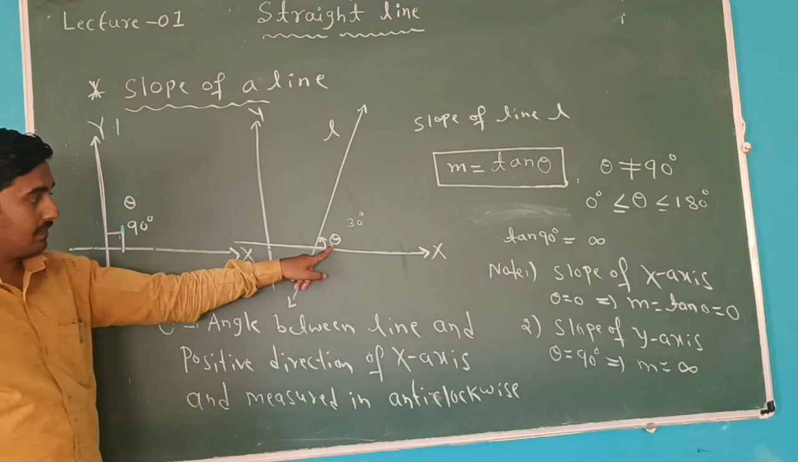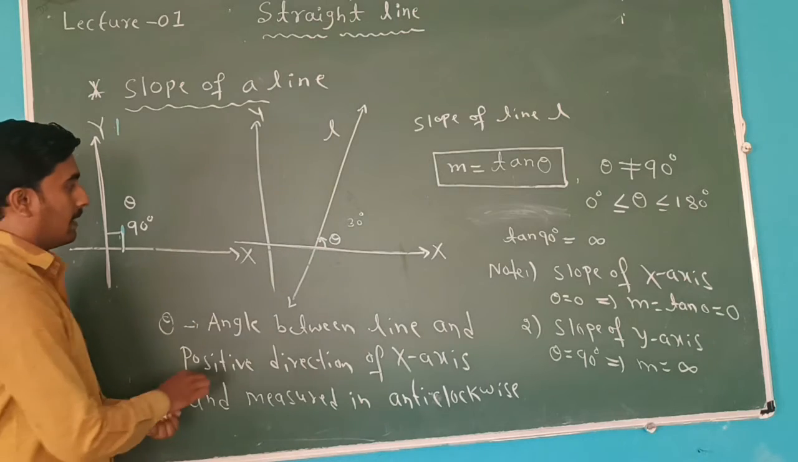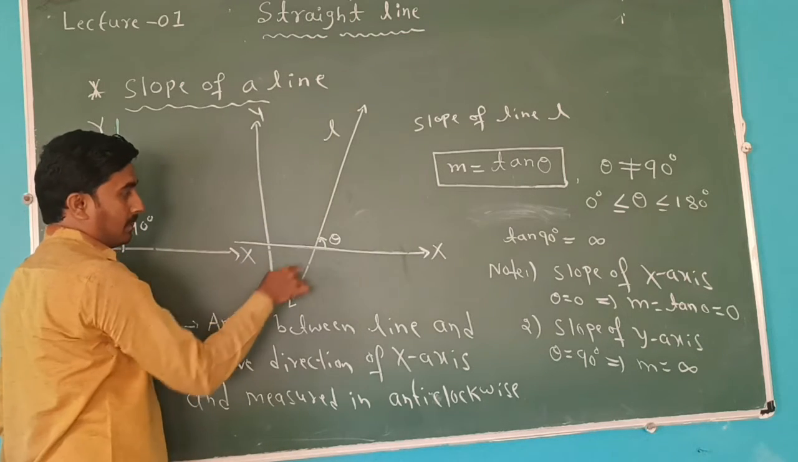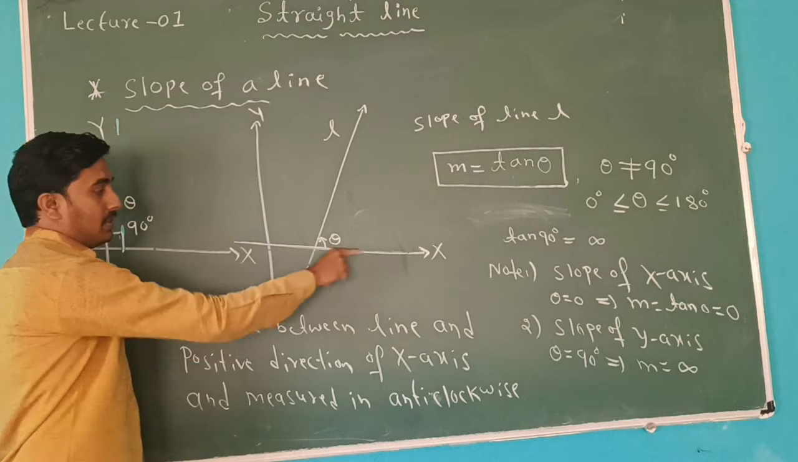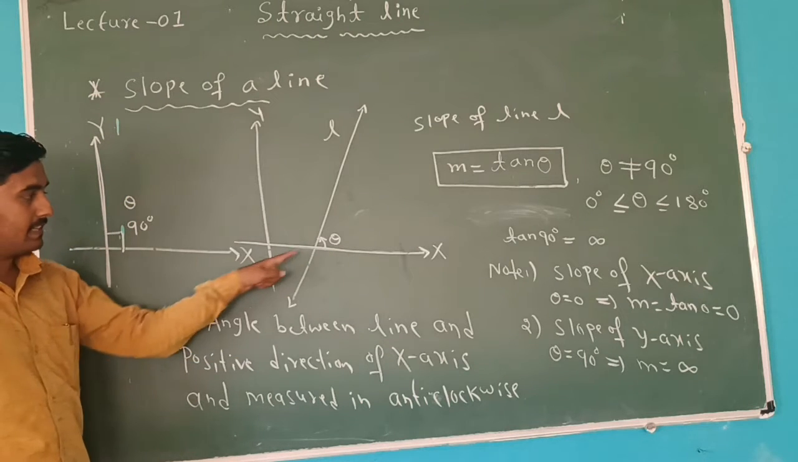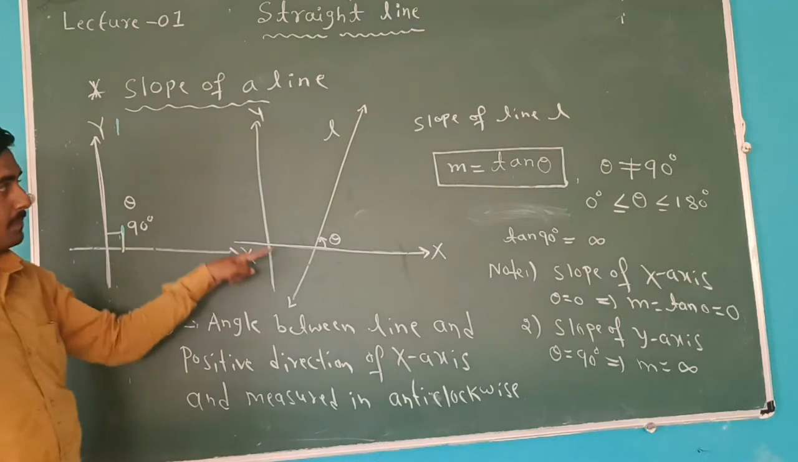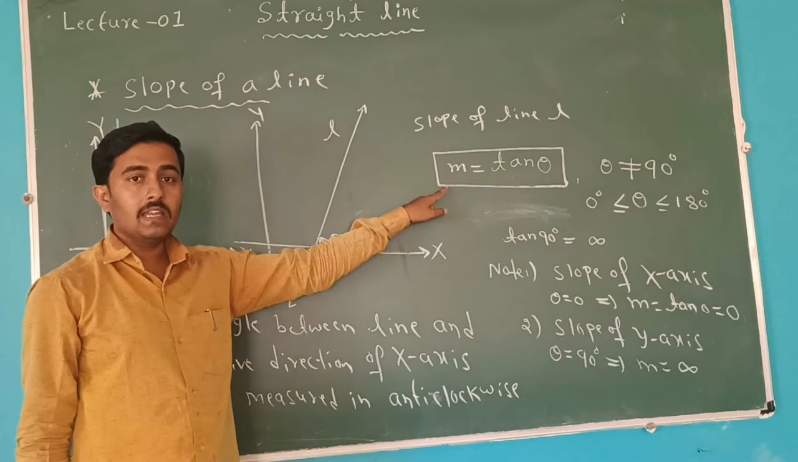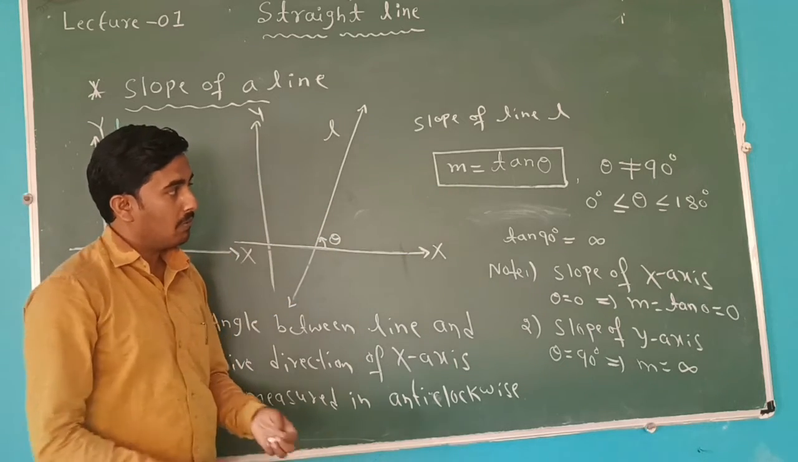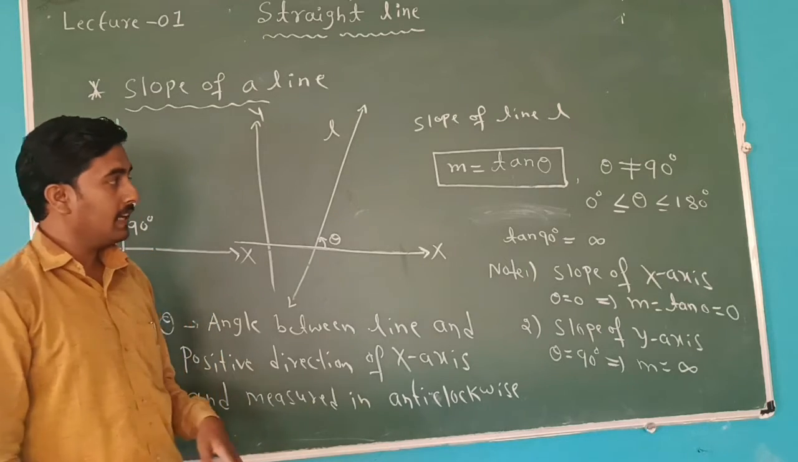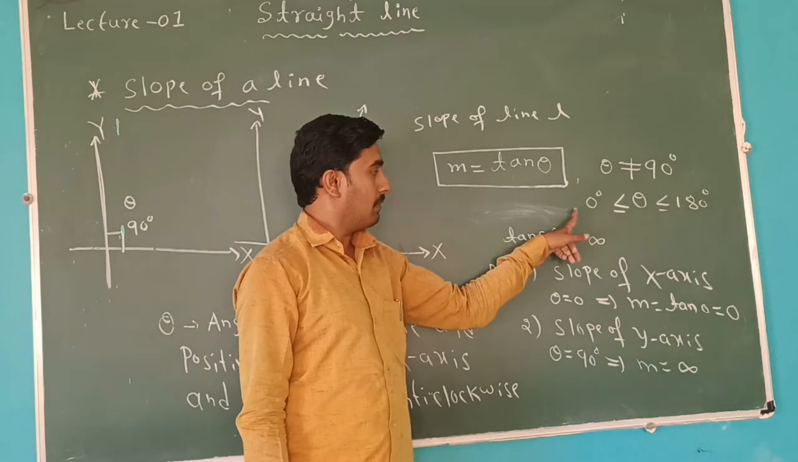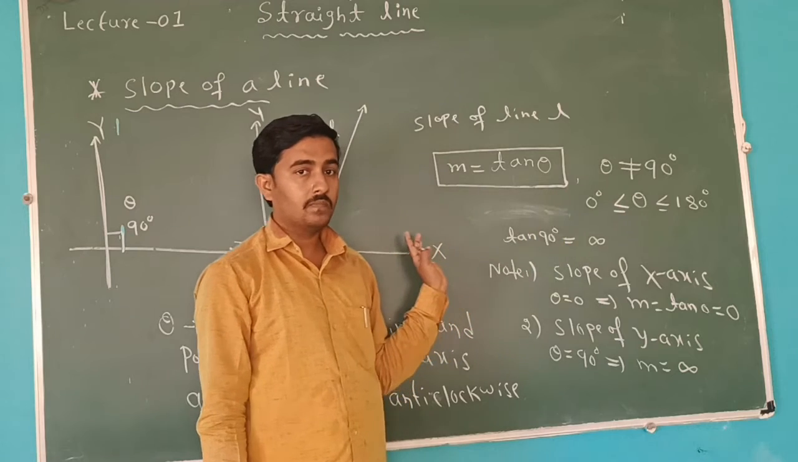Suppose theta is here. Theta is the angle between the line and the positive direction of the x-axis, and this theta is measured in the anti-clockwise direction. Then the slope of this line L is given by m equal to tan theta, where theta is not equal to 90 degrees, and theta lies between 0 degrees and 180 degrees.